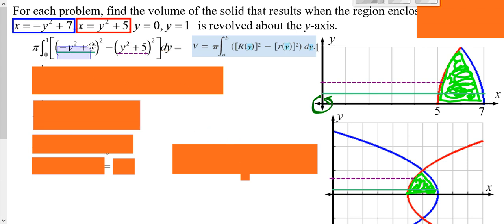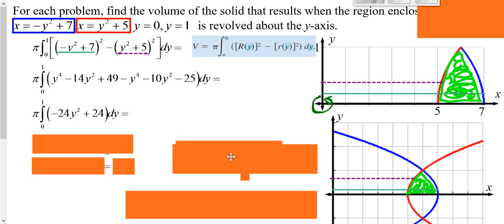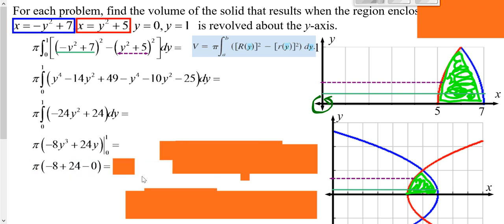So then you want to FOIL this out. You get some ugly stuff, but when you combine together your like terms, it looks like it's pretty easy to integrate. So you integrate, evaluate, plug in your 1 minus what you get when you plug in 0, and we end up with 16 pi.